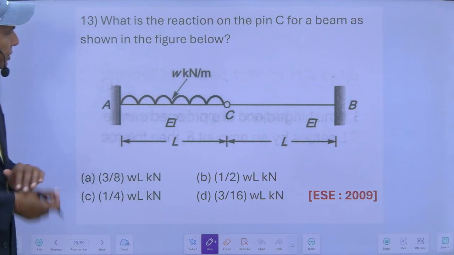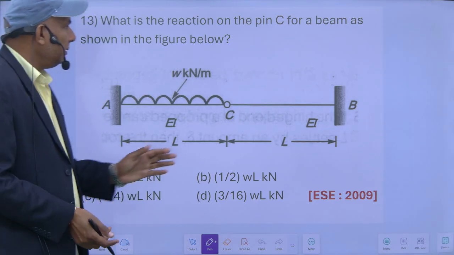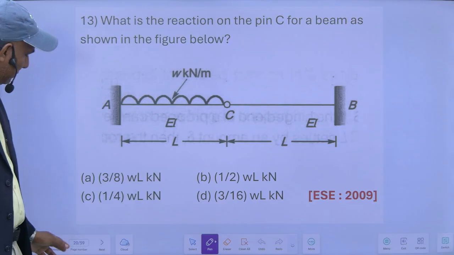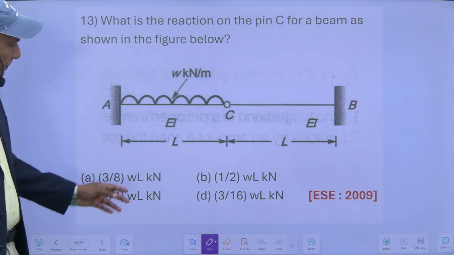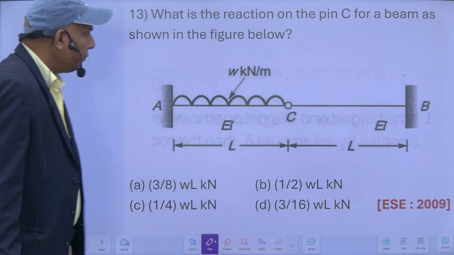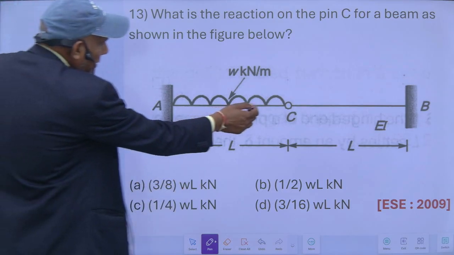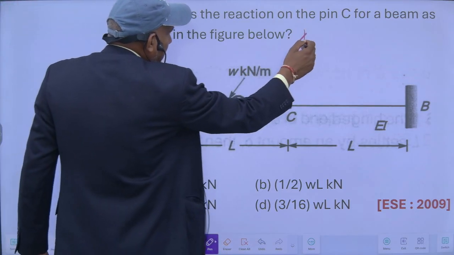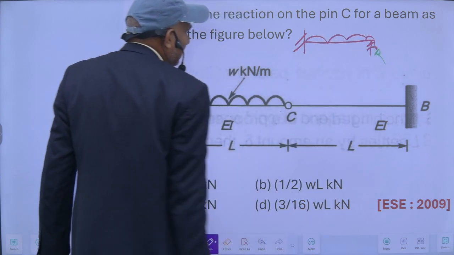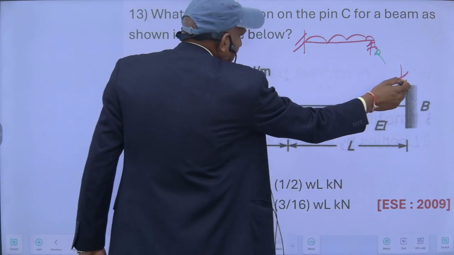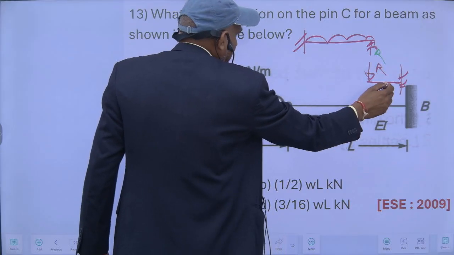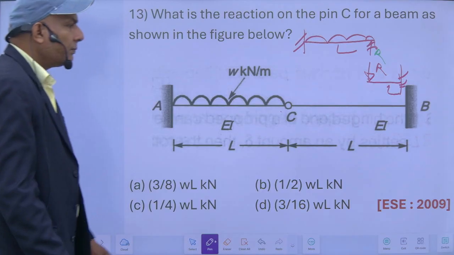So this is a hinge. What is the reaction on the pin C of the beam shown in the figure? So if you see, I can draw, this will be like this. This hinge will provide some reaction, and this is a cantilever. So the same reaction will be provided here. So this is L, and this is also equal to L.